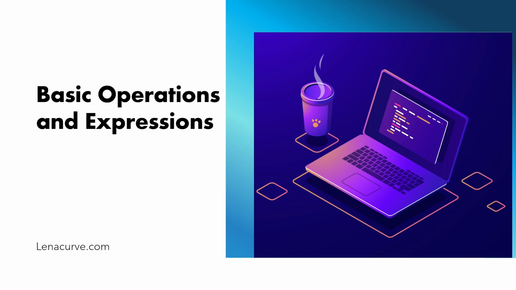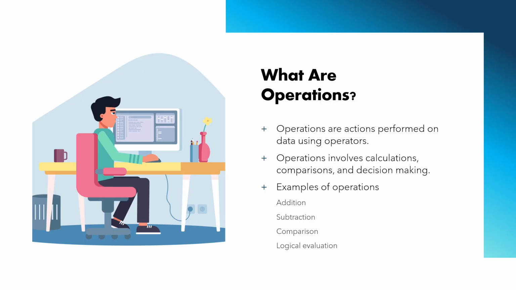In this lesson, we're going to be learning about operations and expressions. When we say operations, we're talking about actions that we can perform on data. And we perform those actions using what we call operators. So what are actions? Actions are things like adding two values together, comparing two values to determine maybe which one is bigger or which one is smaller, or whether they are equal to each other. These are examples of operations.